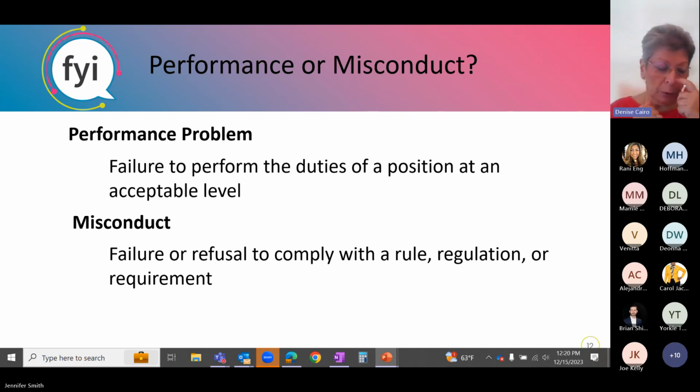Misconduct, on the other hand, is when an employee refuses to do their work at an acceptable level. They have the tools, they have the capacity, the work process is there, the time is there, but they choose not to do the work. They choose not to do it. So it is the failure or refusal to comply with a rule, regulation, or requirement. Very distinct process for handling the two situations for a supervisor.